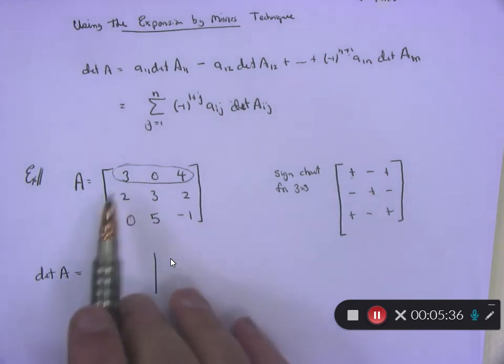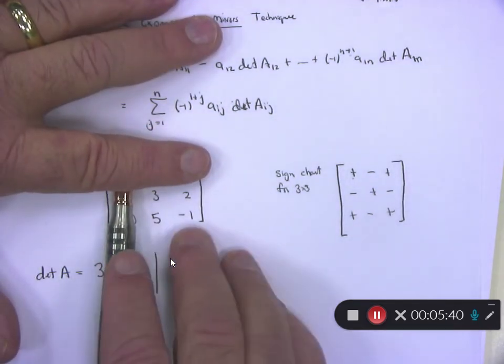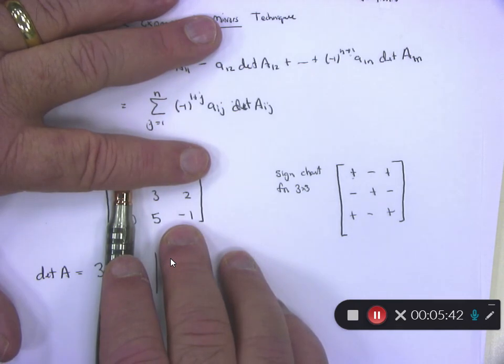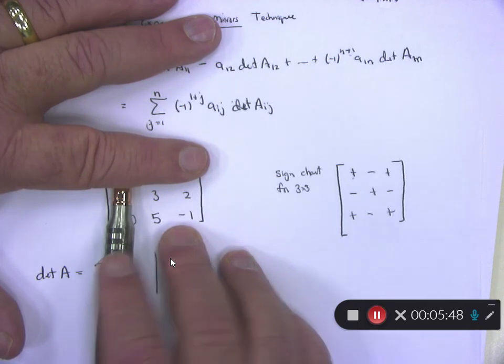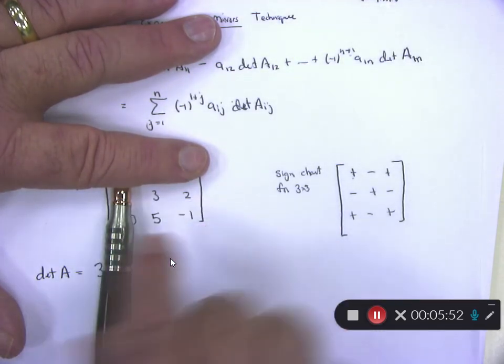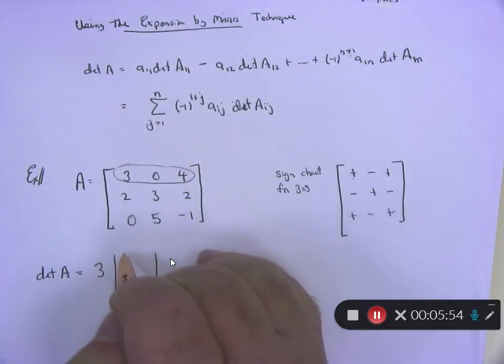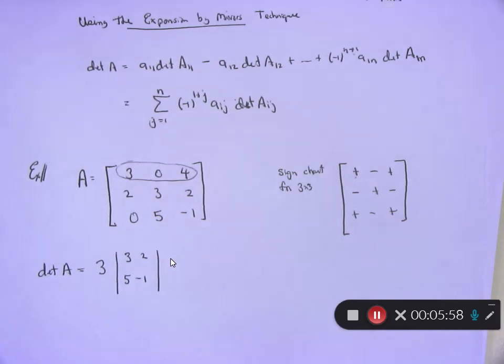You knock off, see where that 3 is at? You knock off the row and column with that 3 in it, and there's a submatrix down here. And so you're going to reduce the size of it. So this was 3 by 3. So if you knock off a row and a column, it's going to make it 2 by 2. And there's your minor matrix, 3, 2, 5, negative 1. So I'm going to write that down here. 3, 2, 5, negative 1.